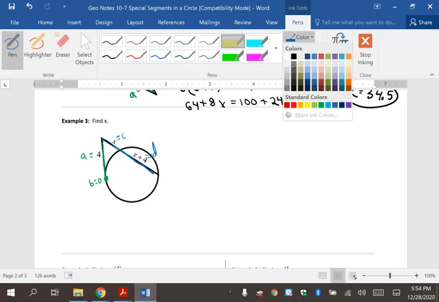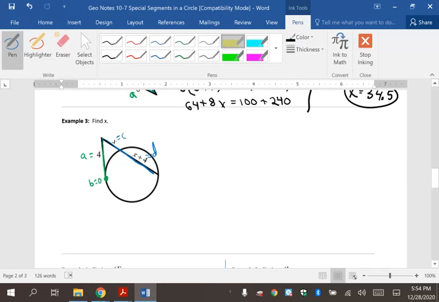So if we use this formula with the A, B, C, and D, we have to label A, B, C, and D, where A and C are on the outside of the circle, or you can just say outside times total equals outside times total. So A times the quantity A plus B equals C times the quantity C plus D, or outside times total equals outside times total.